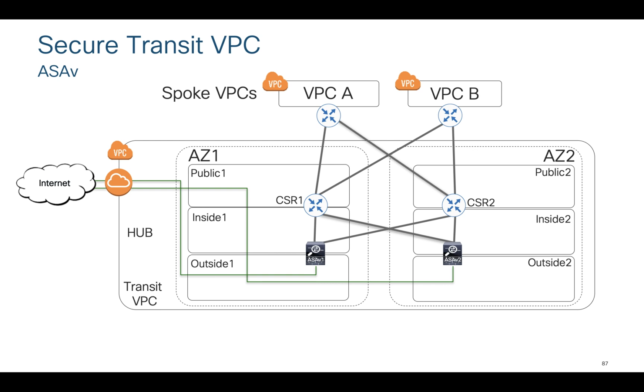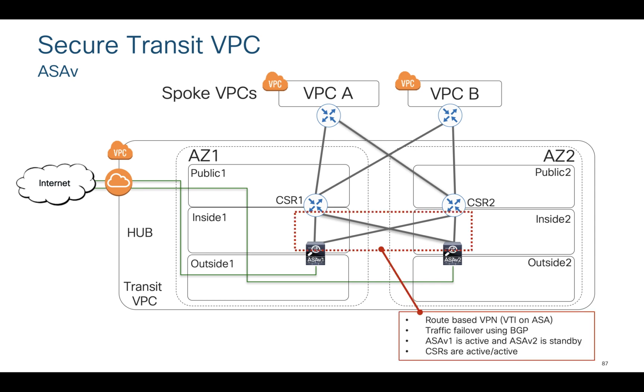In this example, I have CSR1 and CSR2. These two devices are running in active mode, connecting to multiple virtual private clouds, and behind CSR1 and CSR2 I have two ASAs, ASA1 and ASA2. Between these devices, CSRs and ASAs, I'm using route-based VPN. So I'm using tunnel interfaces on ASA, and I'm using BGP to decide which ASA to route traffic to. If my ASA1 is reachable, I'm going to use that ASA as my exit point, and in case ASA1 is not reachable, I'll fall back to ASA2 for my exit point.